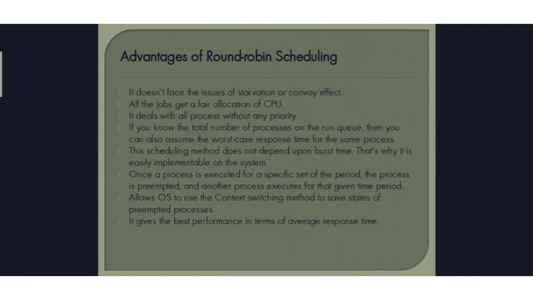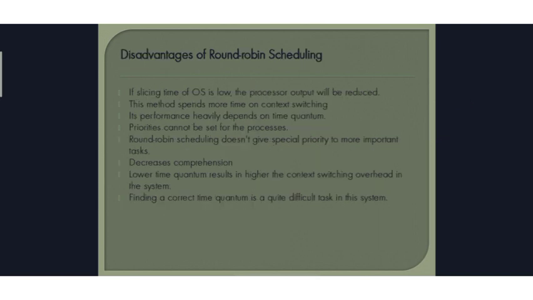It allows the operating system to use the context switching method so that the states of preempted processes are saved for efficiency. It gives the best performance in terms of average response time since there is equality for all the tasks. So there is no priority based handling.